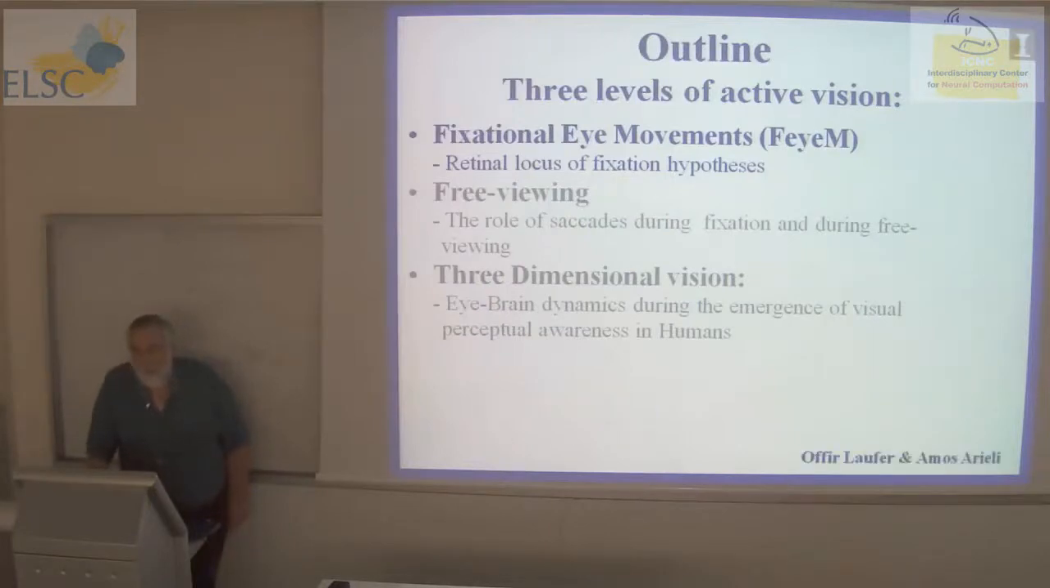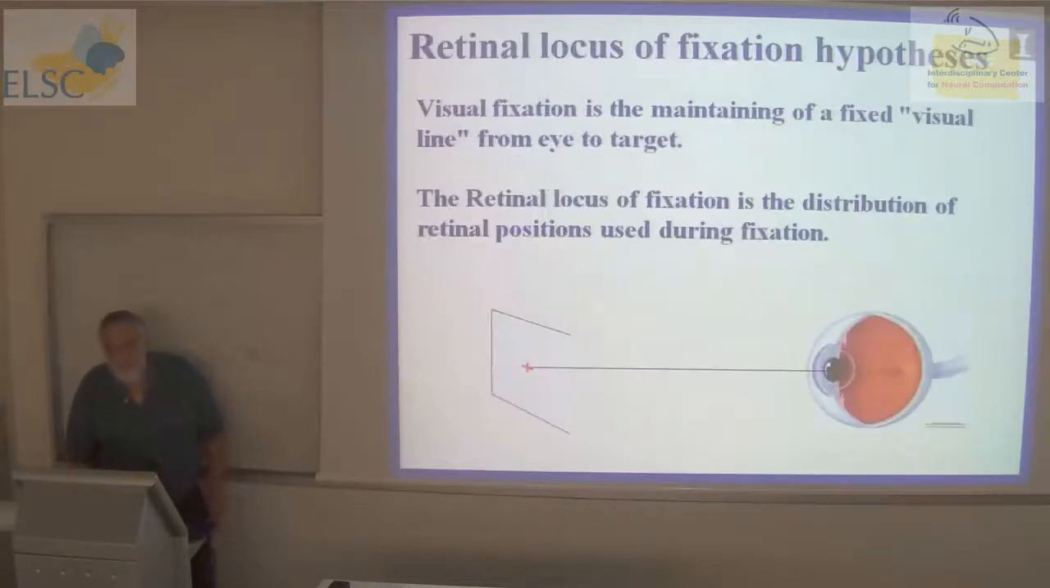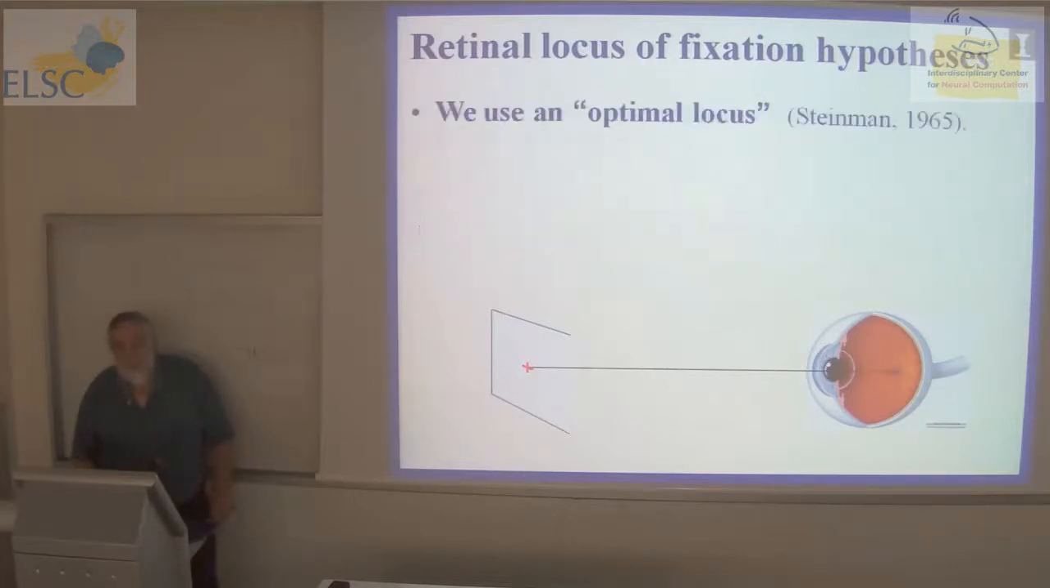And I will begin with fixational eye movement during fixation, about the hypothesis of the locus of fixation. And for that, I have to define visual fixation: maintaining a fixed visual line from the eye to the target. And the retinal locus of fixation, or fixation, is a distribution of retinal positions used during fixation. So the area on which the image falls, this is the retinal locus of fixation.